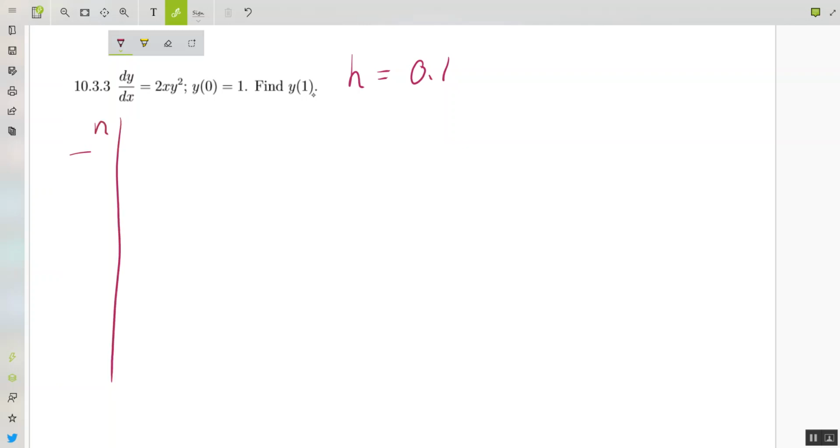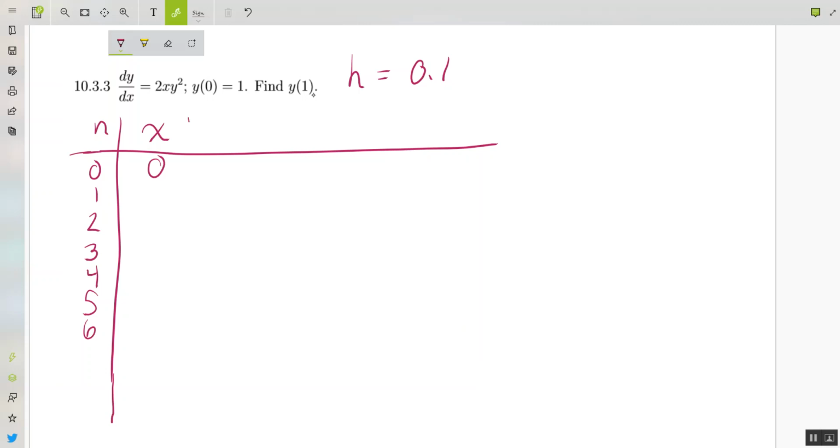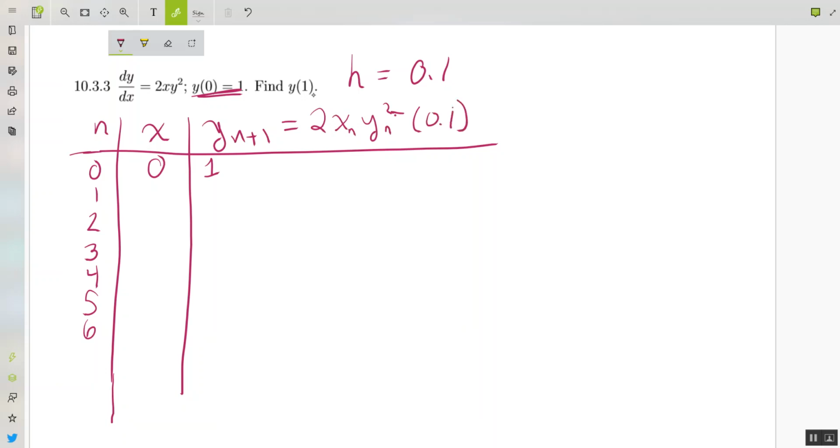So same setup, my n, got to do my x's, 0, 1, 2, 3, 4, 5, 6. Hopefully you know how many I'm going to need. If not, let's make sure you know. So I'm starting with x is 0, and my first y value is 1. That's coming from this point right here. My y next will be, I take my differential equation, which will be xn times yn squared times my h value, which is 0.1, plus my previous y value.